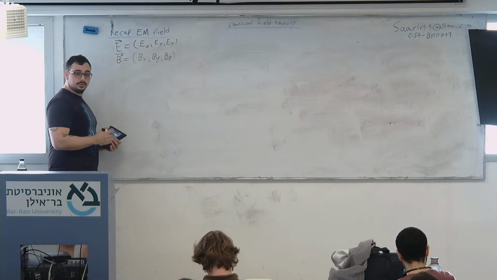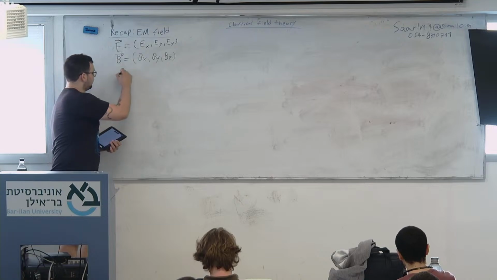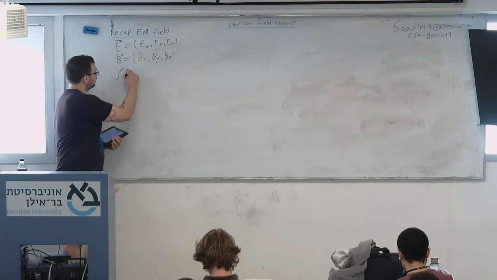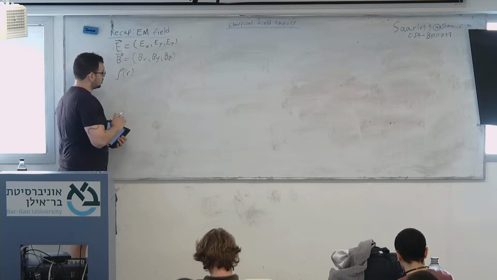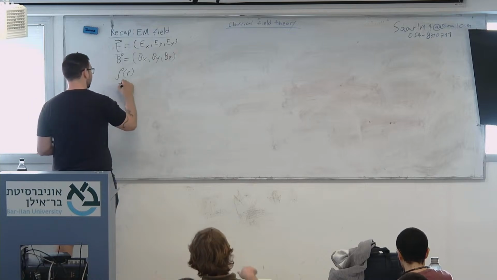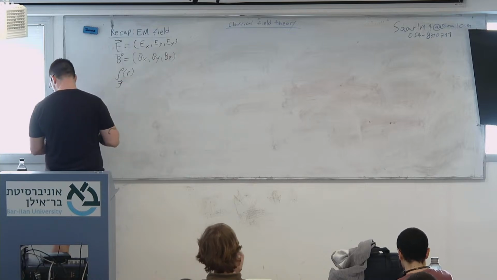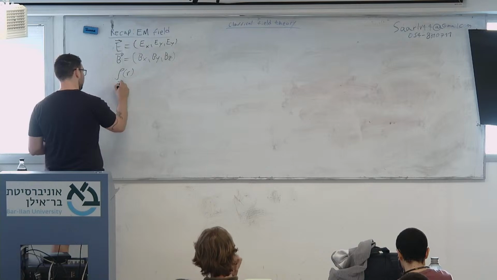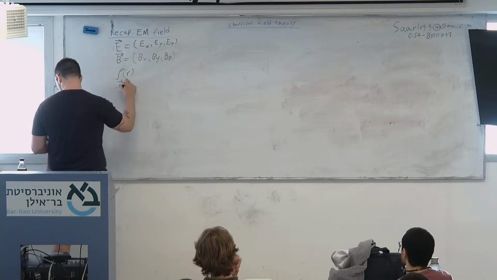In addition, we know that we also have the density, rho, the charge density, which is 1 degree of freedom, and then we also have the current, small j or big J, depending on how you look at it.